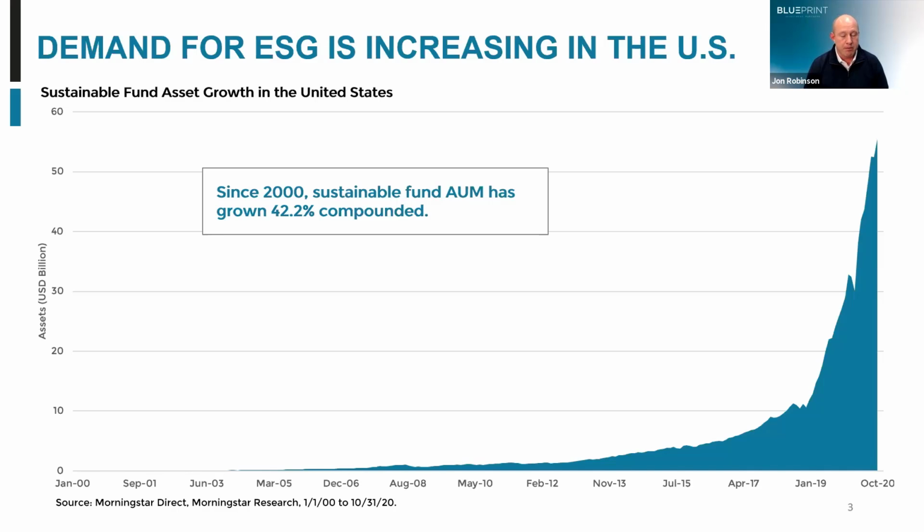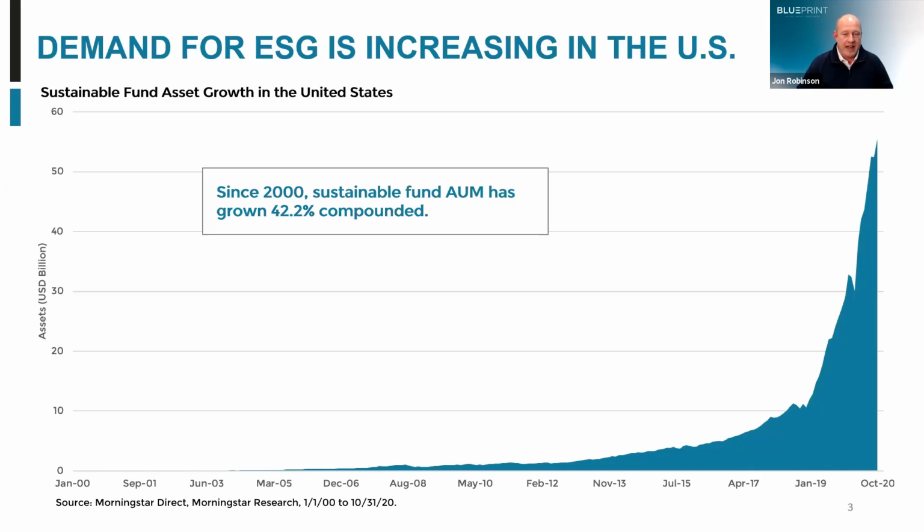Now that looks impressive. I can't find anything that's compounded at 42% since 2000. So for assets to have grown at this clip to $55 billion in the US, it's impressive. And I don't think 10 years ago that anyone could have foreseen this kind of growth in sustainable fund assets.